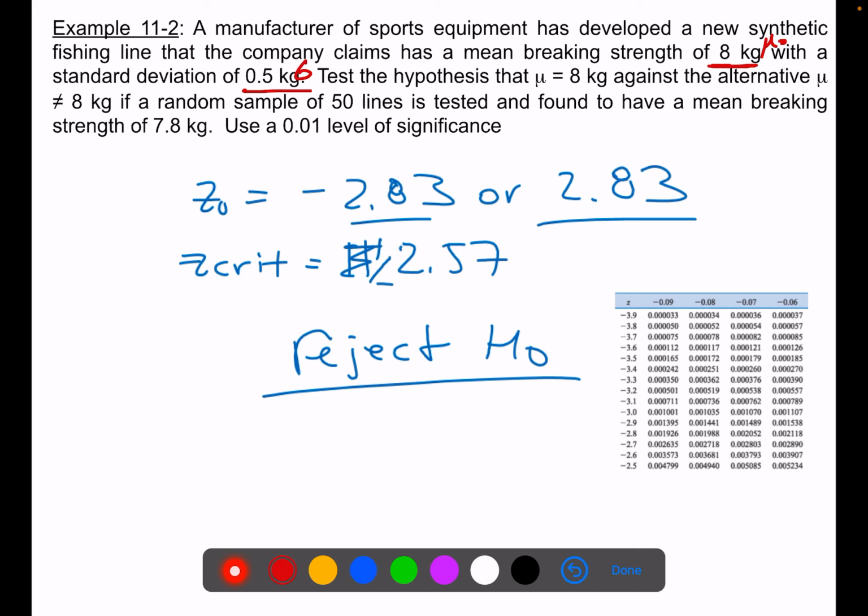Okay. Test the hypothesis that mu is equal to 8 kilogram against the alternative hypothesis that mu is not 8. So since the question is saying not 8, then it's two-sided, right? If a random sample of 50 lines, so this is our n, is tested and found to have a mean breaking strength of 7.8, so this is our x bar. And here the question says that your level of significance to making a conclusion is 0.01, so this is our alpha.